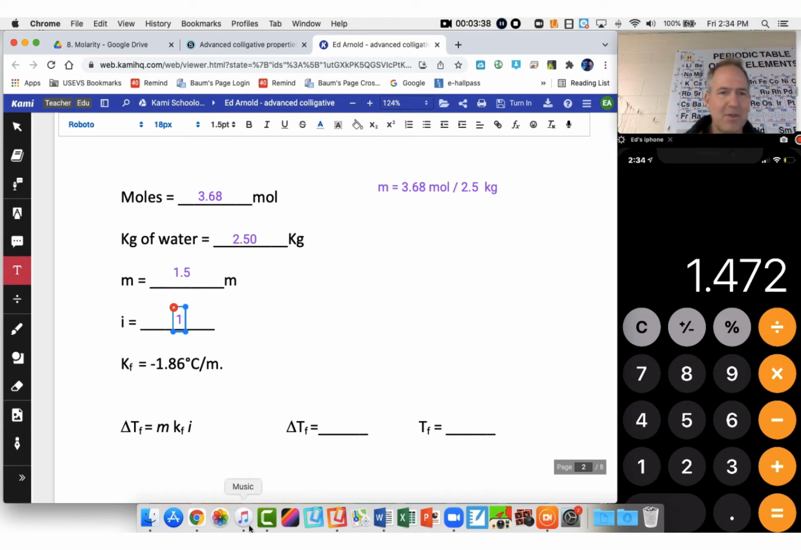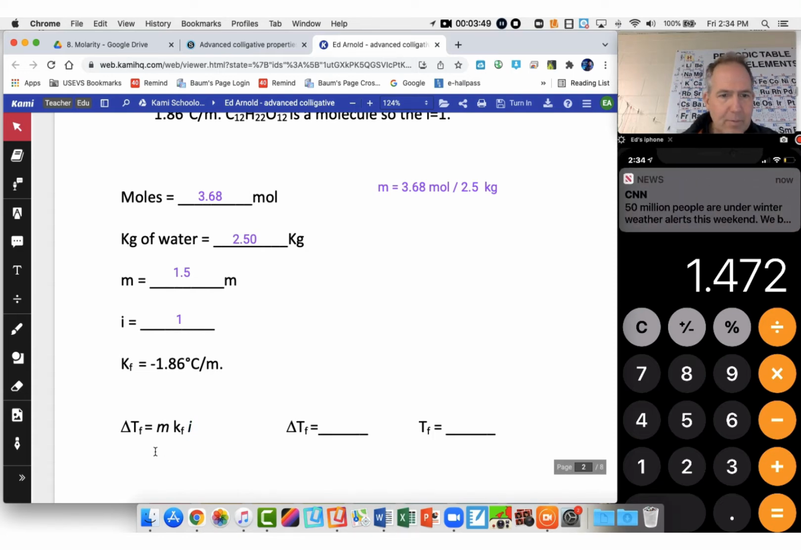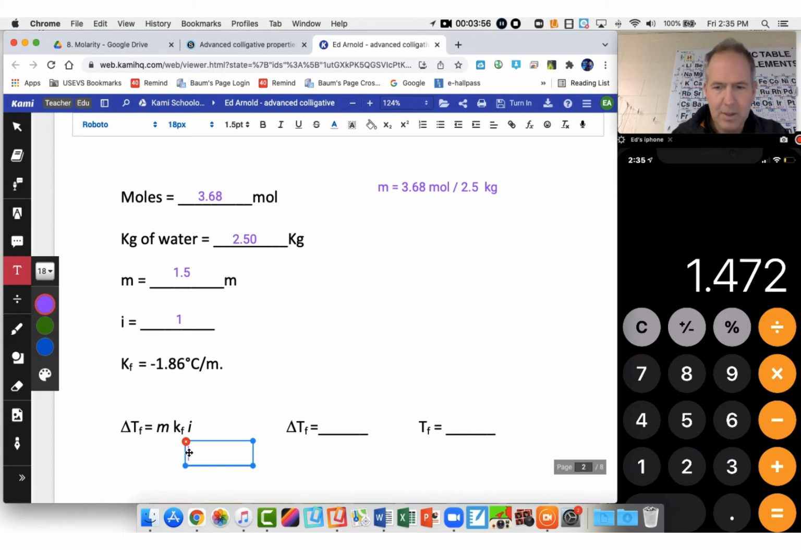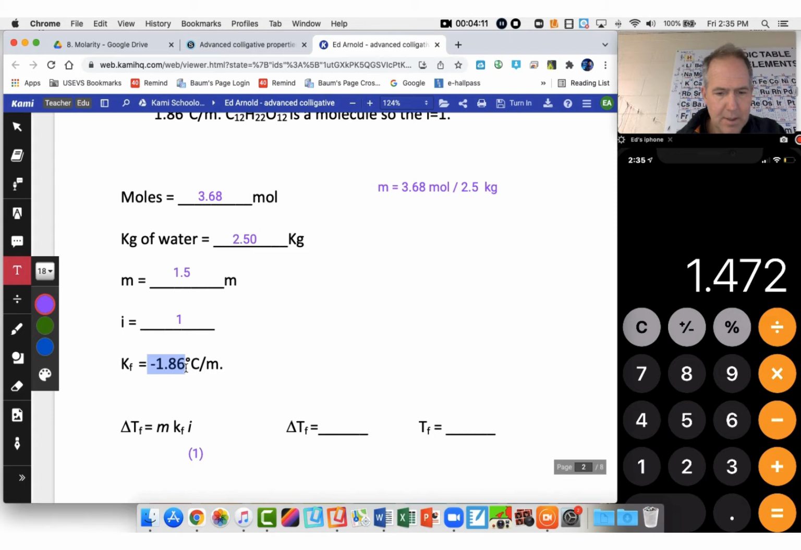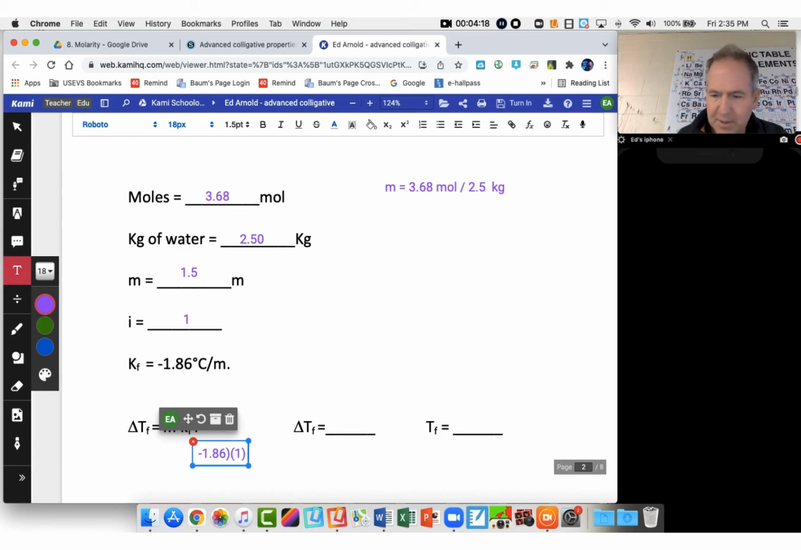All right, let's sub the things we know into our equation. So the i is 1. Oh, it's not going to let me put it in. Okay, so i equals 1. Kf is negative 1.86. Right, we can copy paste those. That's what we have copy paste for. And I'm going to put that in parentheses to make it pretty. And the little m is 1.5. And again, in parentheses to make it pretty.